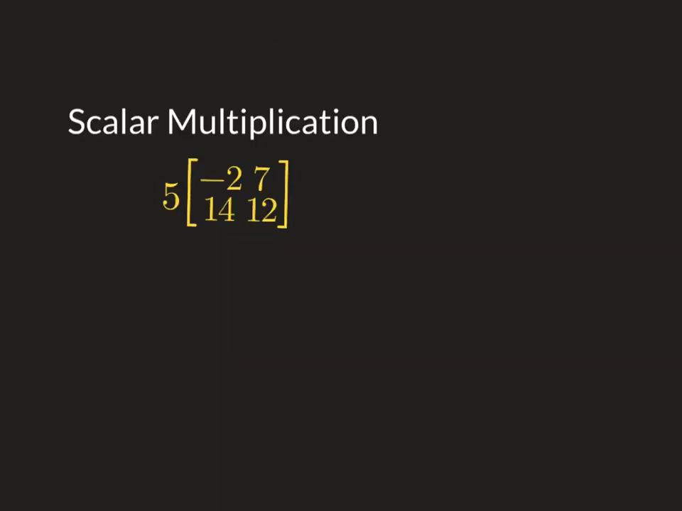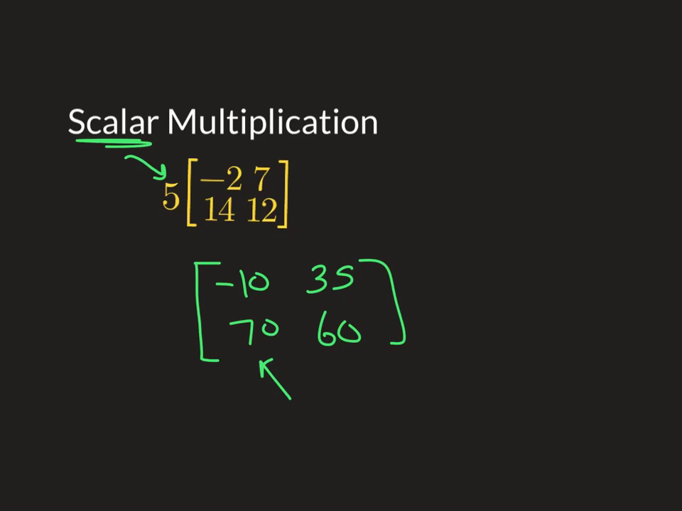Okay, last slide, scalar multiplication. Anytime you have a number sitting right outside a matrix like this, that number is called a scalar. And all you do is really tough: you treat it like the distributive property. I'm going to multiply every element inside that matrix by 5. So -2 times 5, 7 times 5, 14 times 5, 12 times 5. And by the way, everybody knows 5 times 14 is 70.